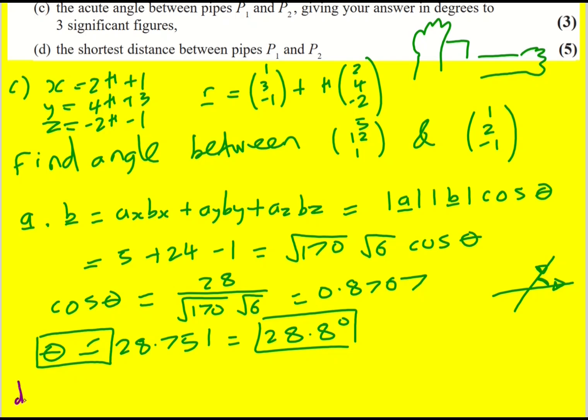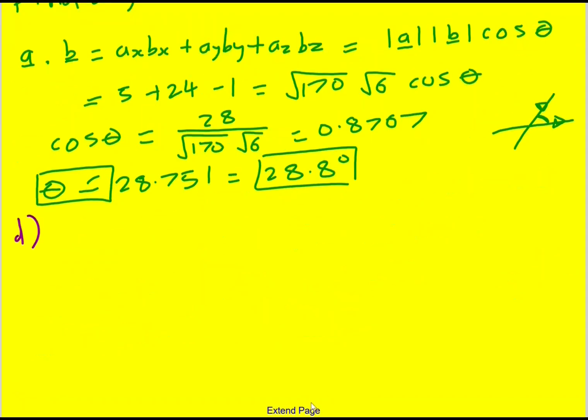Finally, and this is the hardest part, we're asked for the shortest distance between the two pipes. So let's sketch out the situation. Got the origin, and I'm getting onto the first pipe, say it's A, and then I'm going in this direction vector to somewhere, and it could be anywhere along this line. Got my other pipe, let me put it down here. Could be coming out the page. Remember, I'm trying to just draw a sketch in 2D, but this is actually in 3D.